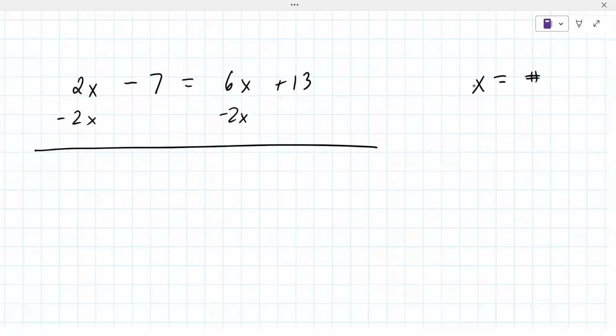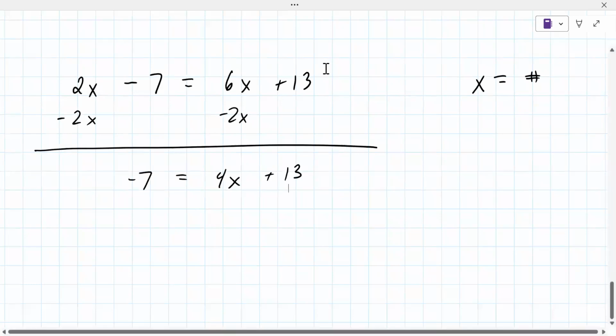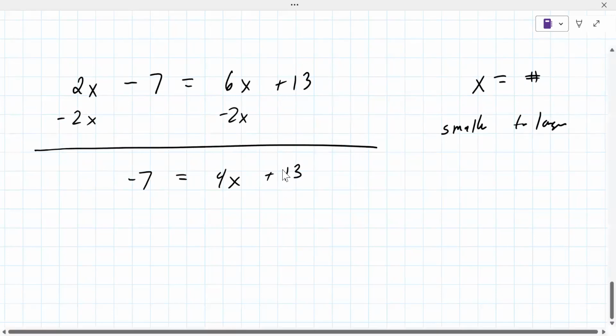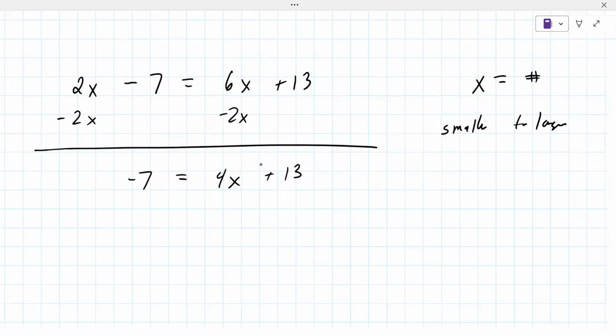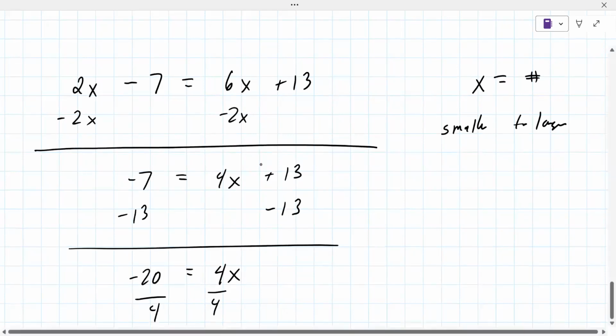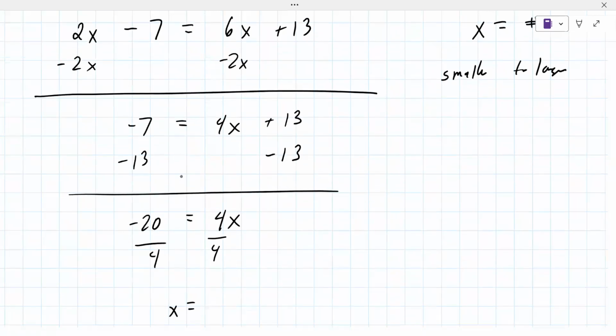Now, did you move the 2x over? Remember, you moved from the smaller to the larger. Yeah, and then I have to subtract, and then that equals 5. So you subtract 13 from both sides. Negative 20 equals 4x. Divide by 4, divide by 4. X equals negative 5. Right, I was close, right?